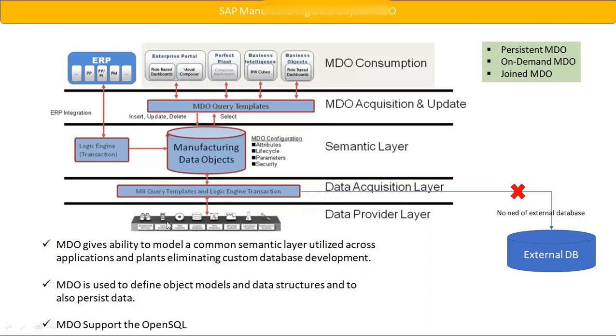So here, this is the data provider layer. This is your data source. And this is the data acquisition layer. The data acquisition layer is where we fetch the data from your data source to SAP MII. So after fetching data to the MII layer in SAP MII, suppose you have written a SQL query to fetch or retrieve table data in MII, it will come to the MII layer.